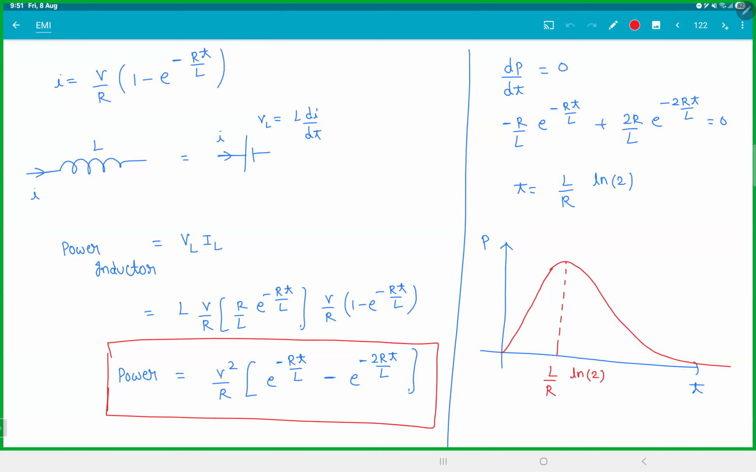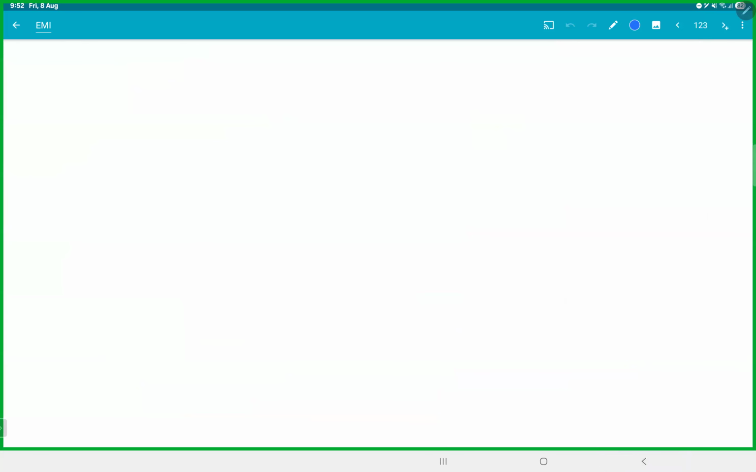Next thing, LR discharging circuit. Unlike a capacitor, where you can charge it and keep it aside and then use it later, with an inductor you can't do that, because in an inductor there is energy only as long as there is a current flowing. So if you take an LR discharging circuit, you have to first construct a charging circuit and then use it to discharge.